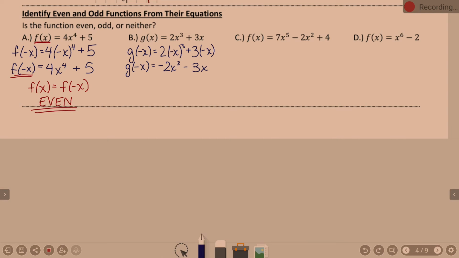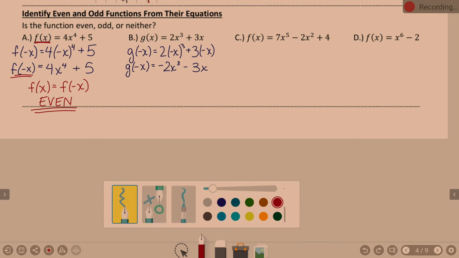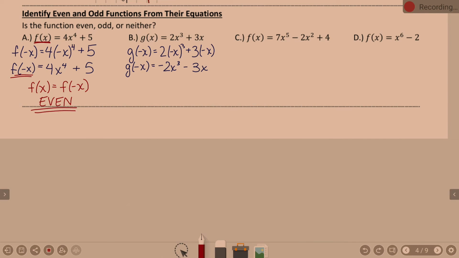What do I know right now? It is not even. Does g of x equal g of negative x? No. Since g of x does not equal g of negative x, I know that this is not even.